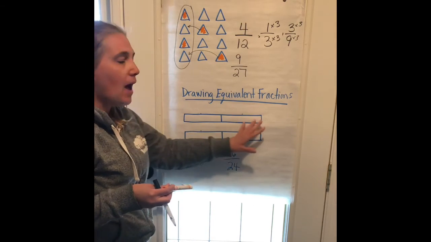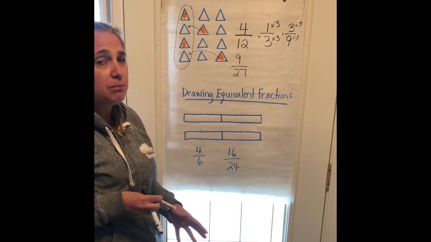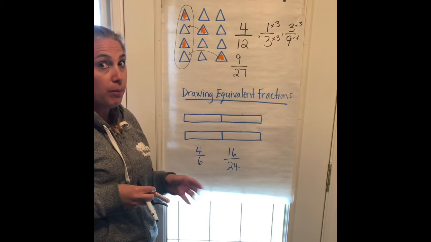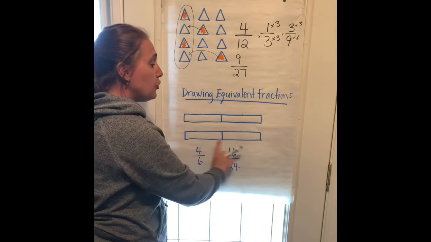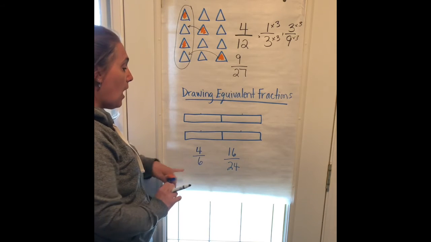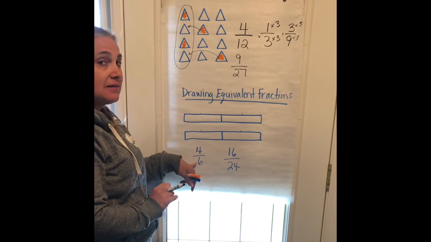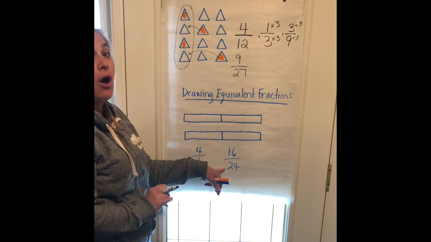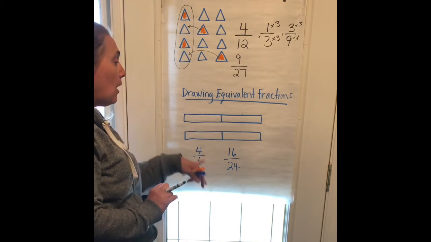So that's why I always use bars to show my fractions, because bars are a lot easier to split into equal parts, rather than drawing circles. So in this case, I've got two bars that are the exact same size. I want to show on my pictures that 4/6 and 16/24 are equivalent fractions. I'm going to show this.